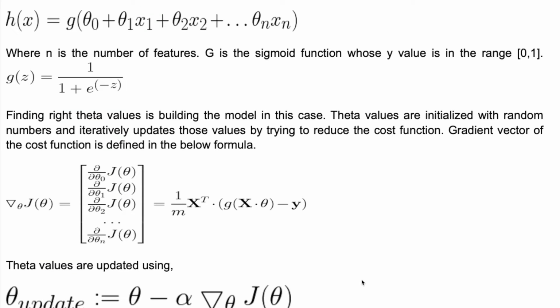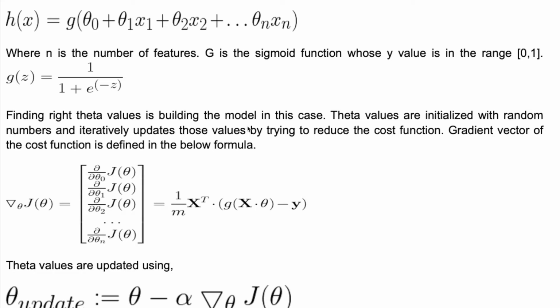And the next step is building the training model using logistic regression with the gradient descent approach. The logistic function h of x is equal to g of theta 0 plus theta 1 x1 plus theta 2 x2 and so on, continuing till theta n xn, where n is the number of features. g is the sigmoid function whose y value is in the range 0 to 1, g of z is equal to 1 by 1 plus e to the power of minus z. Here, finding the right theta values is building the model in this case.